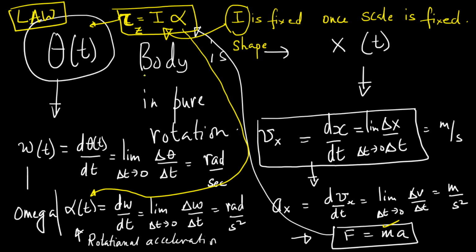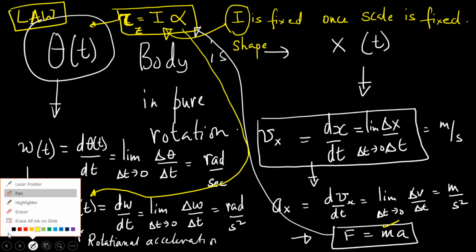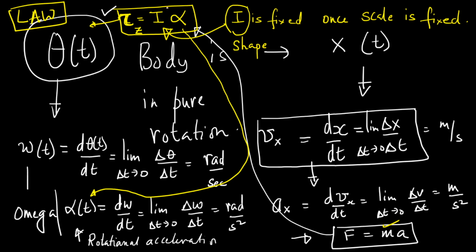And now the story is the same. The law enables us to calculate torque. Once you know the torque, you calculate alpha. Once you know alpha, you're in business. You do the same old thing again. You come backwards from alpha to omega, and then from omega to theta, and the backward journey is okay. The forward journey is calculus, the backward journey is integration. So that's what I meant by the same story.